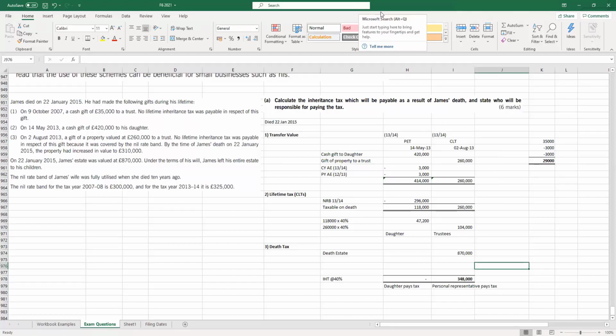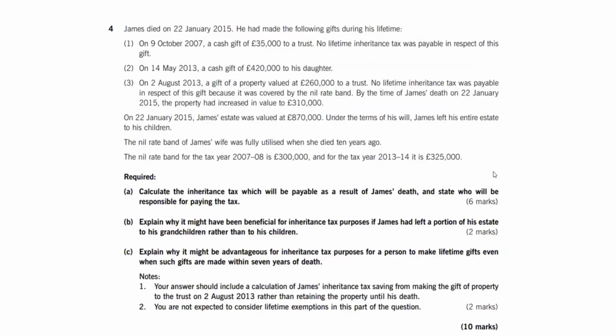Explain why it might have been beneficial for IHT purposes if James left a portion of his estate to grandchildren rather than children. Any general thoughts? Because you're skipping a generation. So if he gives it to his children, when they pass it down, then they need to pay an extra 40%. Exactly. So if you give it directly to the grandchildren, you skip a generation, therefore you're saving 40%. Good. 2 marks is very generous. That's all you can really say.